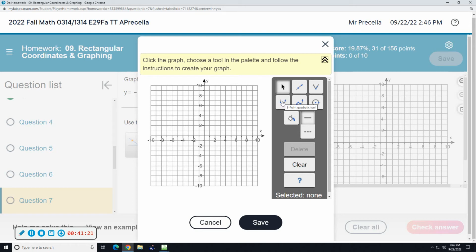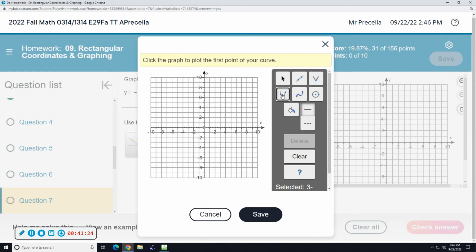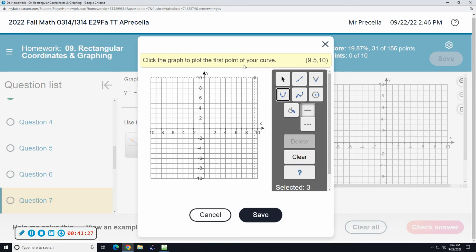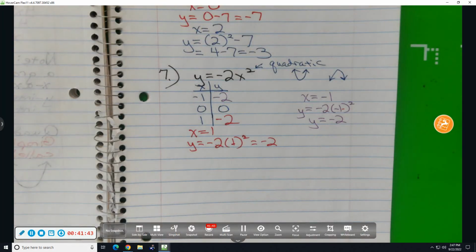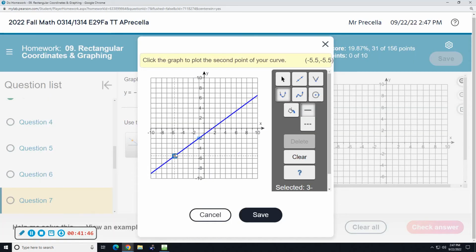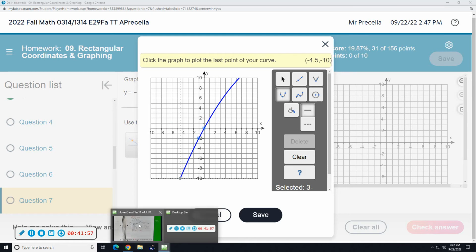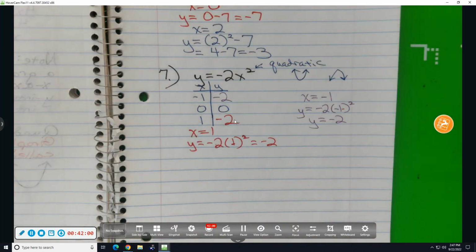We click on the 3-point quadratic tool again, and it says to plot the first point. So that's negative 1, negative 2. Is that the point I wanted? Yes. And then what was the second point that we had? 0, 0, the origin. So 0, 0, click it. And now, that last point is 1, negative 2.